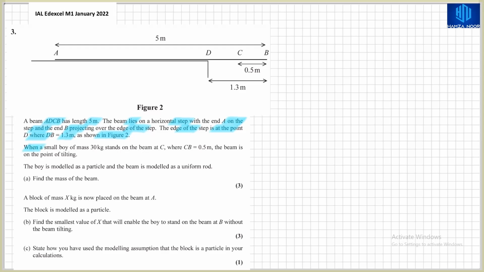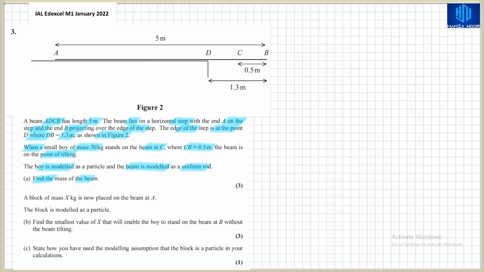When a small boy of mass 30 kg stands on the beam at C, where CB is equal to 0.5 meter, the beam is on the point of tilting. So here the beam is on the point of tilting. So this means that the beam would be in equilibrium, as you already know. And the boy is modeled as a particle and the beam is modeled as a uniform rod. Part A requirement is to find the mass of the beam.